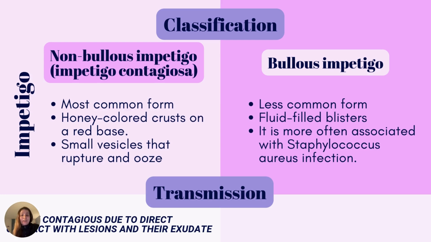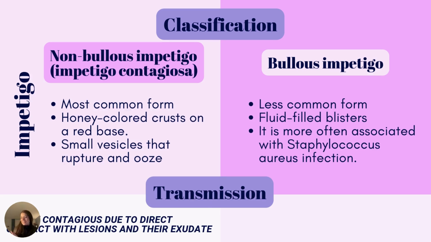It is characterized by this honey-colored crust on a red base. It forms because we have some small vesicles that are filled with fluid. When they rupture and they ooze, that dry ooze, to call it that way, forms the crust.